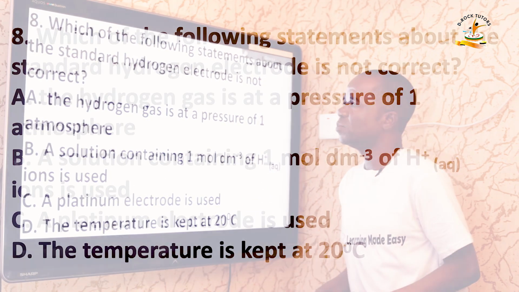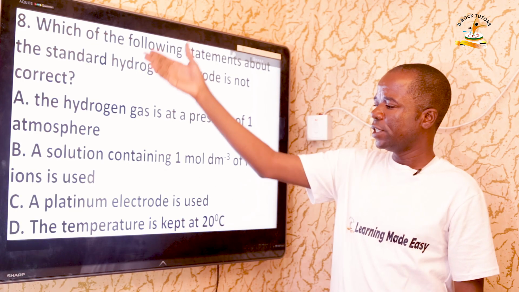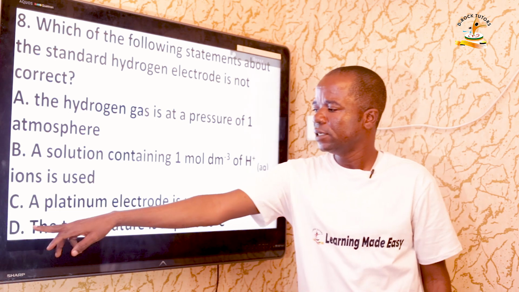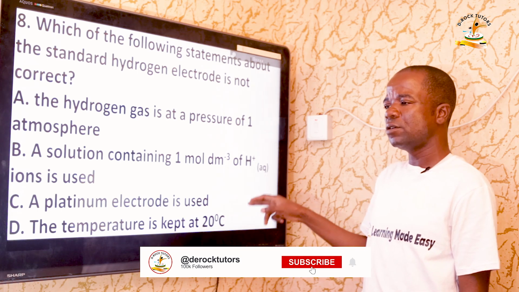Which of the following statements about the standard hydrogen electrode, or the standard hydrogen electrode potential, is not correct? If you look at the options, the correct answer is D. The temperature is kept at 20 degrees Celsius.